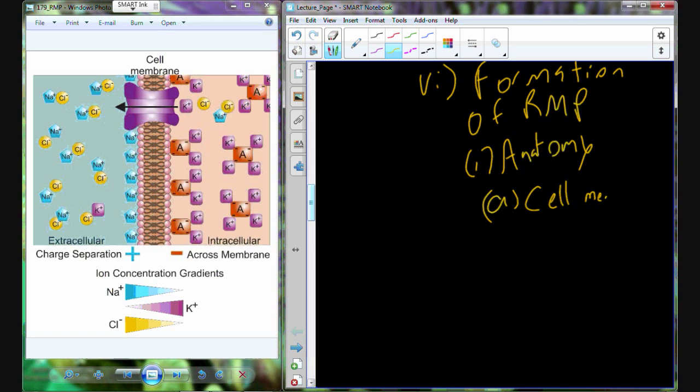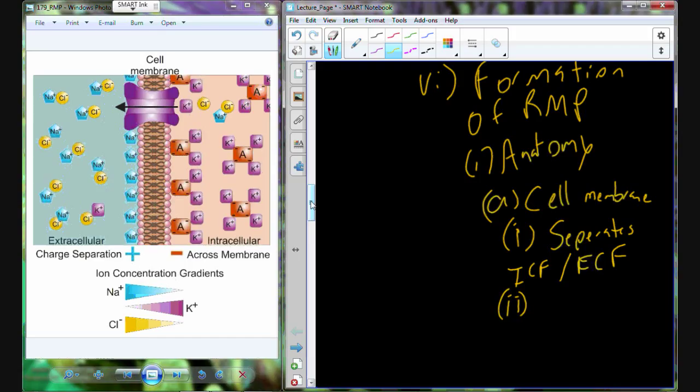So let's start with the cell membrane. What is the cell membrane actually doing? The cell membrane separates or compartmentalizes the intracellular fluid from the extracellular fluid. So it creates a block between the intracellular fluid and the extracellular fluid. Now, we also know that the cell membrane is selectively permeable. And this is going to come back into the equation at some point.